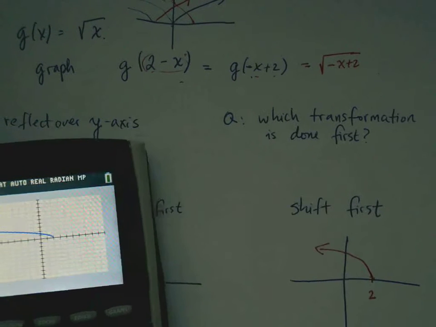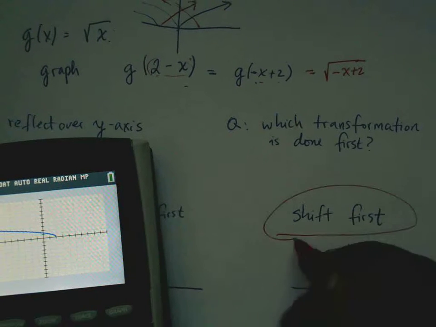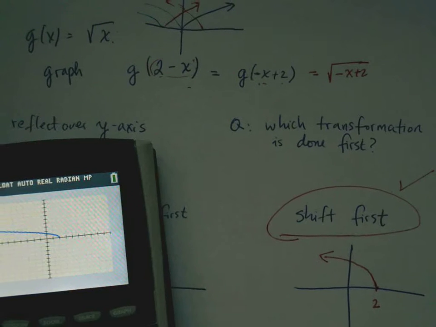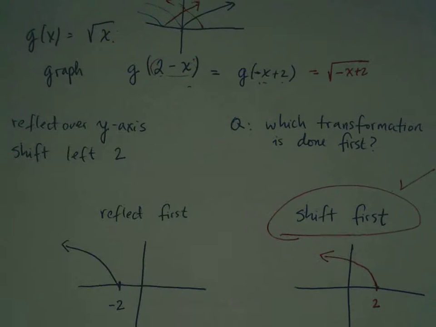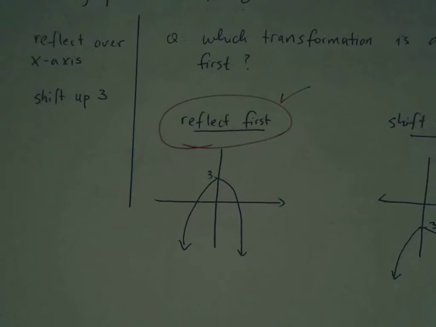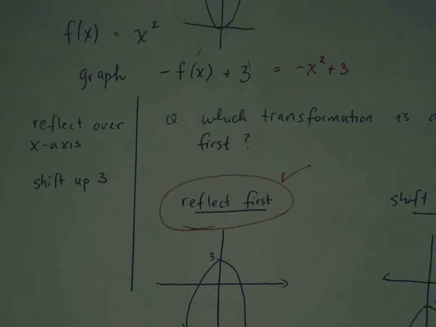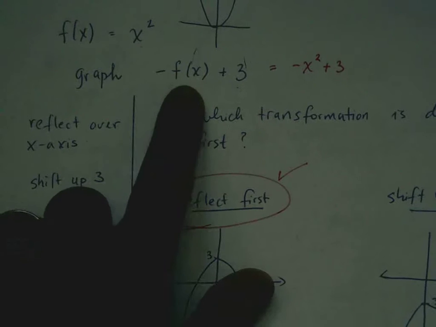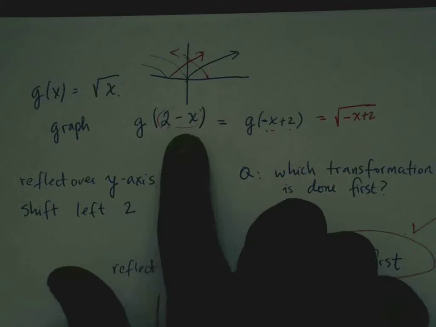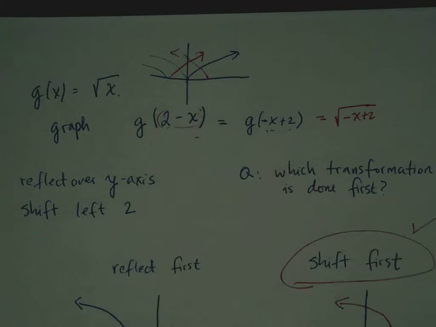case. Alright, and if you just compare this to our last example, in the other example we actually had to reflect first. Okay, so this is example 1 when we had a negative f of x plus 3, and the example 2 where we have g of 2 minus x, or g of negative x plus 2. So it seems that in some cases we reflect first, and in some cases we shift first.